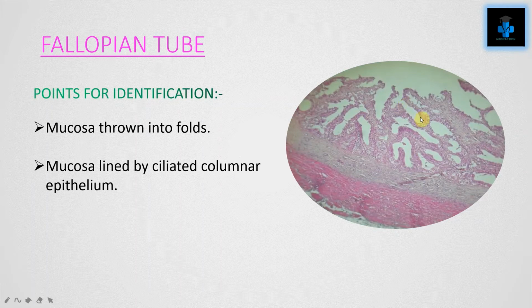Fallopian tube. In fallopian tube, the mucosa is thrown into folds. And here, the mucosa is lined by ciliated columnar epithelium.